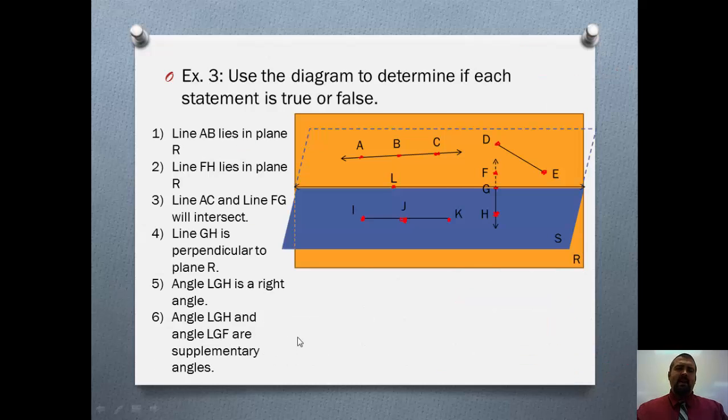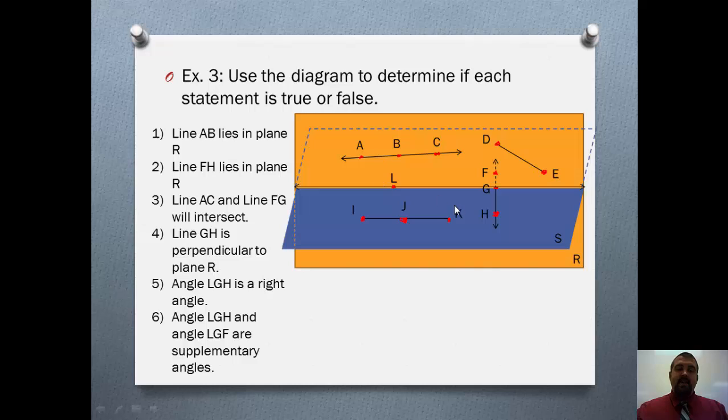The last type of thing that I might ask you in this section in particular is just to use a diagram to determine which statement is true or false. So I have 6 statements over on the left side here. Line AB lies in plane R. Well, first of all, let's look where line AB is. It looks like it's on a tan drawing here, and this tan part is where plane R is labeled. So I would say that line AB does in fact lie on plane R. True.